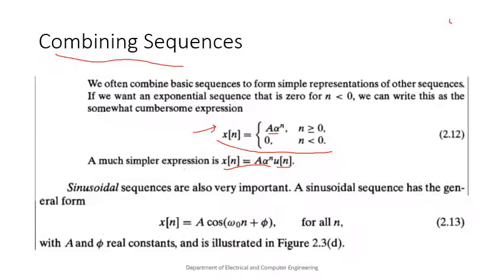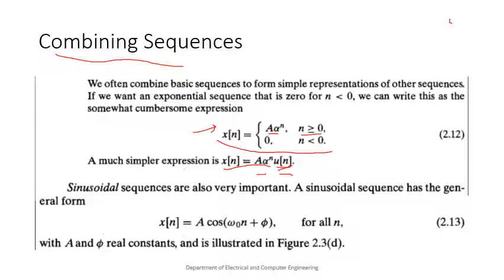So x of n is equal to a alpha power n. If I write n greater than or equal to 0, or I write u of n, both are the same. So what we are doing is multiplying this sequence with u of n, so it will be only on the positive side. I hope you have studied all this in the previous course.